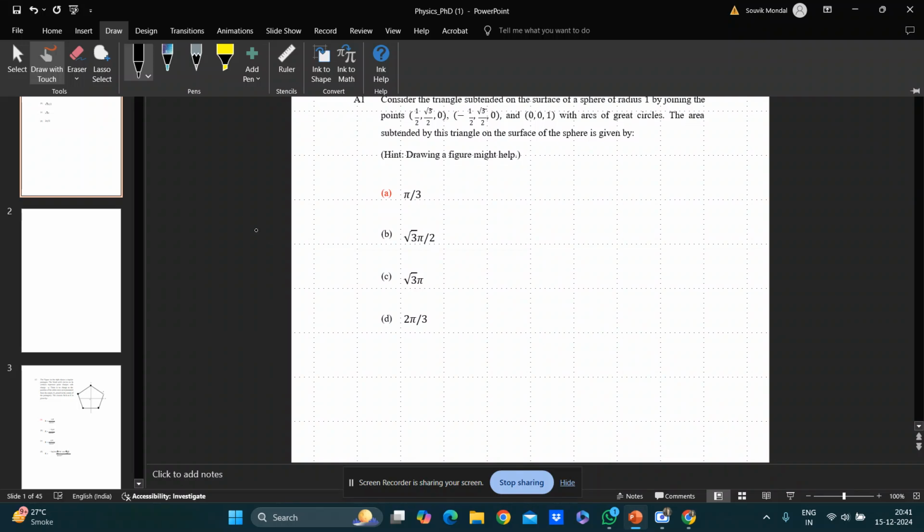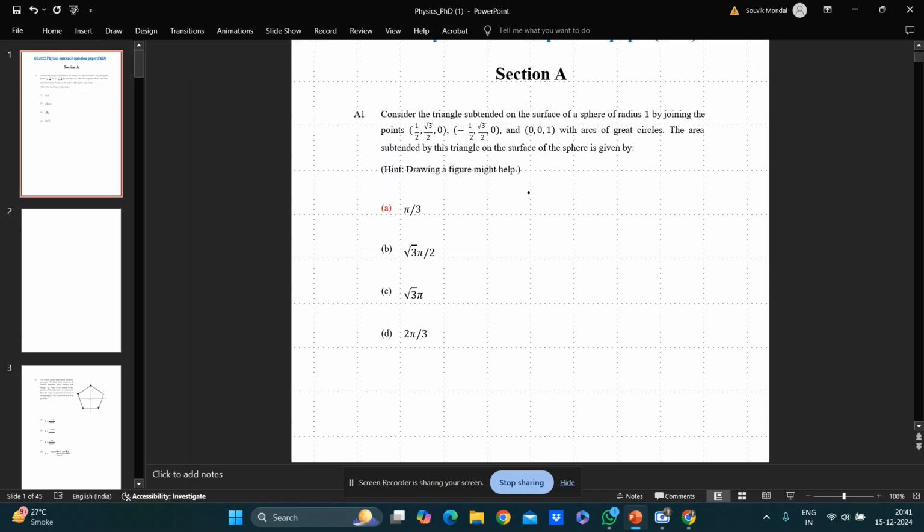Okay, so let's see what the first problem is. Yeah, so this is the first problem. They are telling us to consider the triangle subtended on the surface of a sphere of radius 1 by joining these points with arcs of great circles. The area subtended by the triangle on the surface of the sphere. The language is a bit confusing, so pause the video and read it by yourself. Then try to think. They also give a hint that drawing a figure might help. So try their hint, then look at the solution.